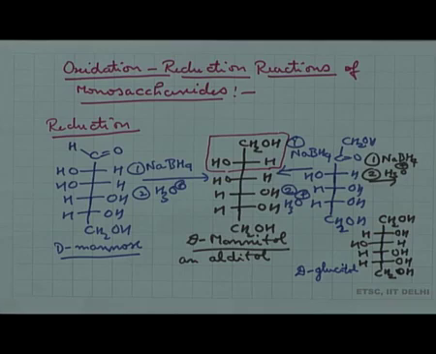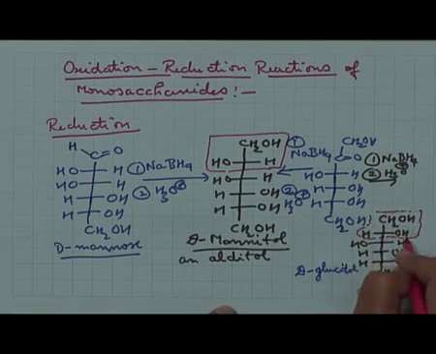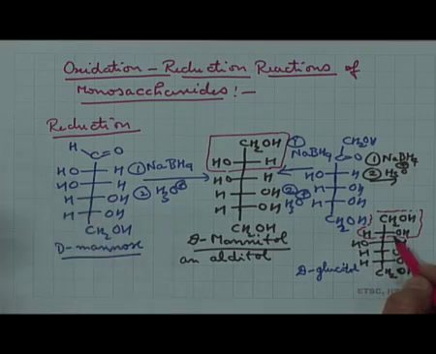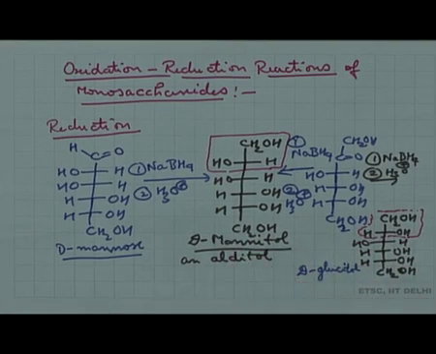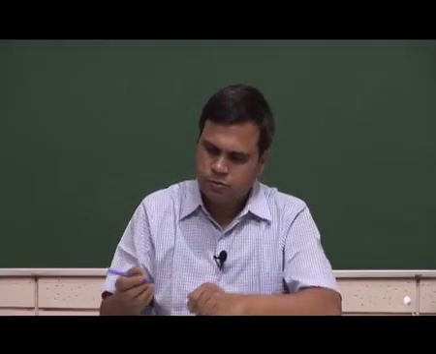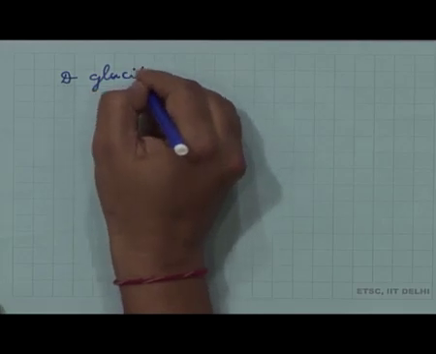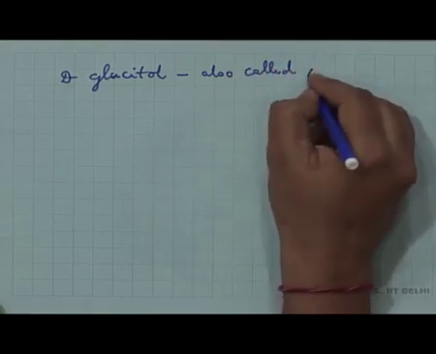Now, what is the difference between D-mannitol and D-glucitol? Only the orientation of the hydroxyl group. In one case, in D-mannitol, it is on the left hand side, and in the other case it is on the right hand side, if you see. So, by the reduction of ketohexoses, we are getting a mixture of two alcohols, D-mannitol and D-glucitol. This is also an alditol. D-glucitol is also called sorbitol.